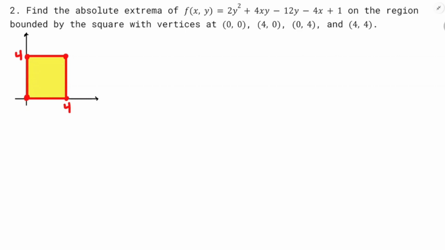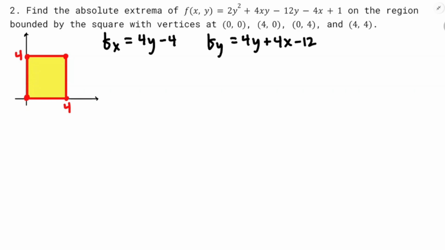All right, so here's the region, and so first I need to check for critical points. So take my derivatives. Fx is going to equal 4y minus 4, and fy will equal 4y plus 4x minus 12.